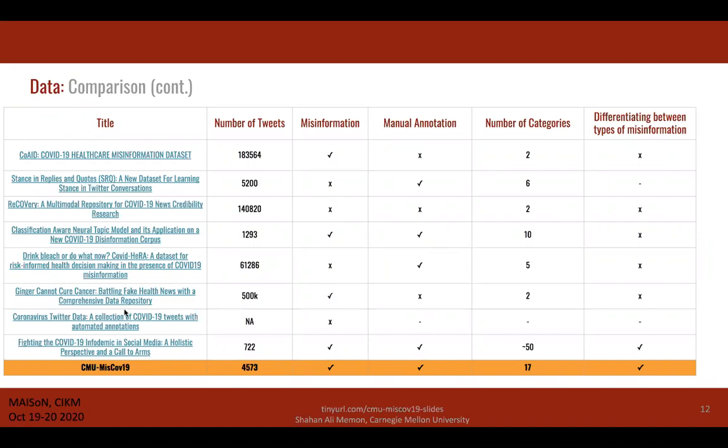A few data sets that had similar properties to our data set either were very small in size, or they did not include a diverse set of categories such as ours. Our data set, on the other hand, is relatively large and is related to misinformation. There are manual annotations, and there are around 17 different categories. We also differentiate between the different types of misinformation.